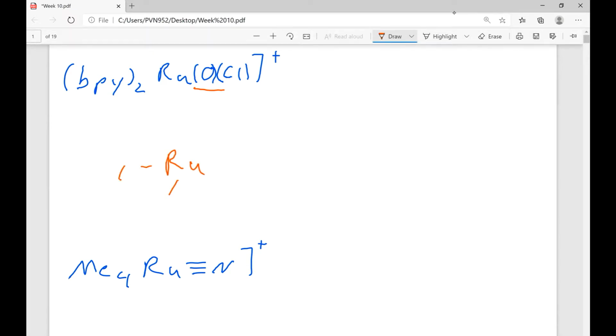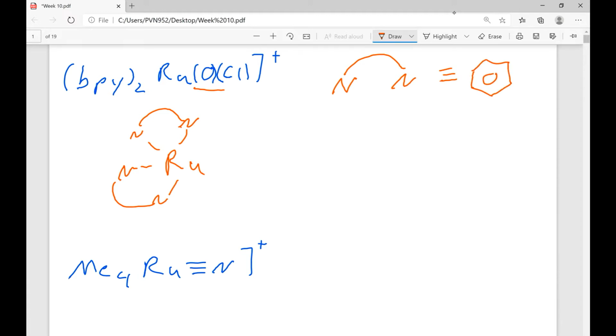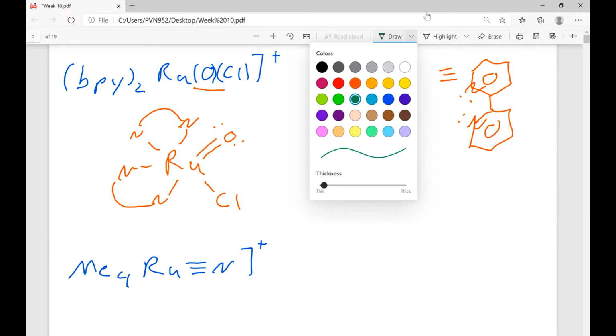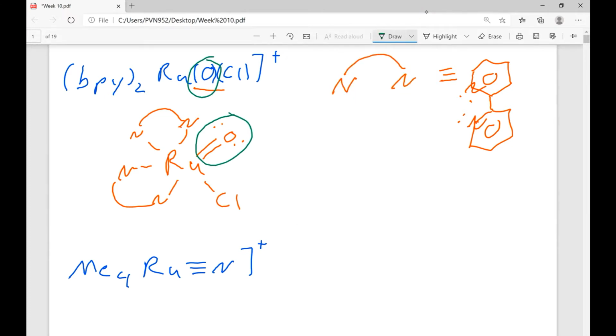with 2 bipyridine ligands. And notice how I can just abbreviate bipyridine with that nitrogen just kind of bound to a carbon chain on another nitrogen. So this is a common abbreviation for a chelating ligand or something like bipyridine, which we have to remember is a neutral 4-electron donor. And then we have a chlorine and then a terminal oxo. So this is what the oxo looks like right here.